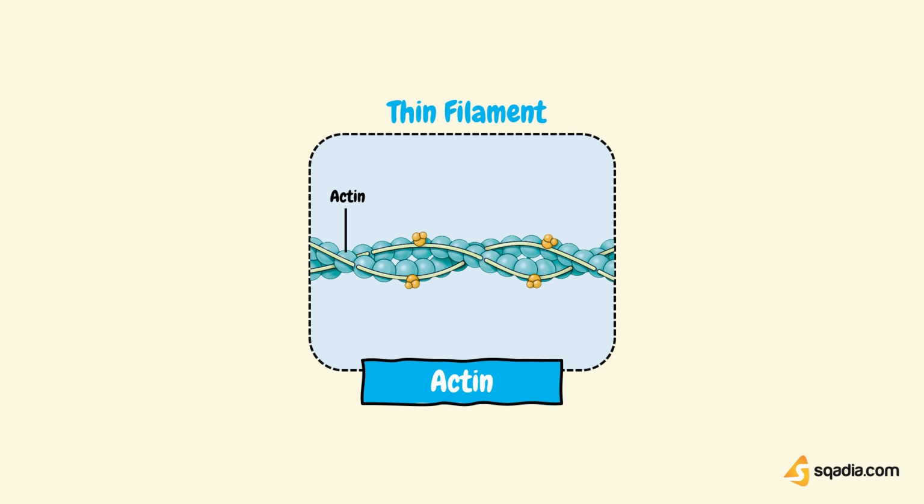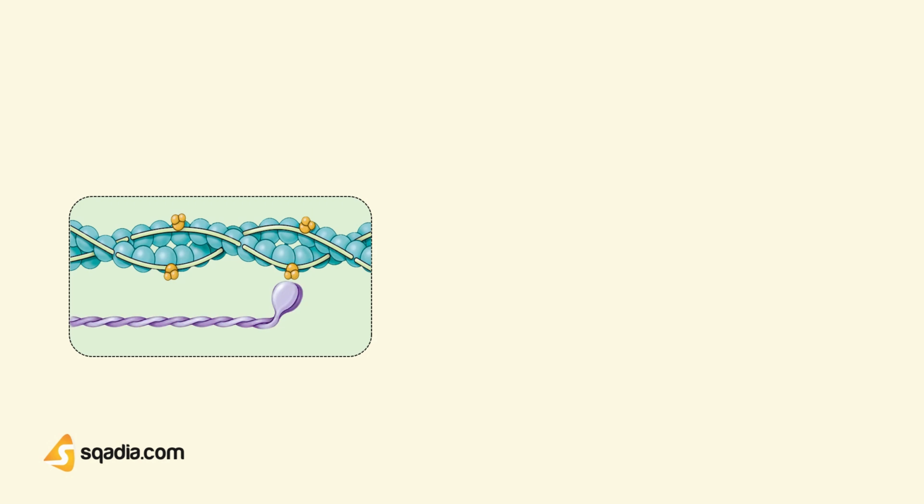Thin myofilaments look like a string of beads. Entwined with the actin are two other proteins, called tropomyosin and troponin. Troponin and tropomyosin are two proteins that are present on the thin filaments of the muscle cells. However, they have opposite functions.